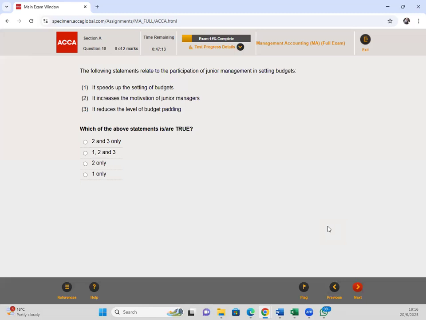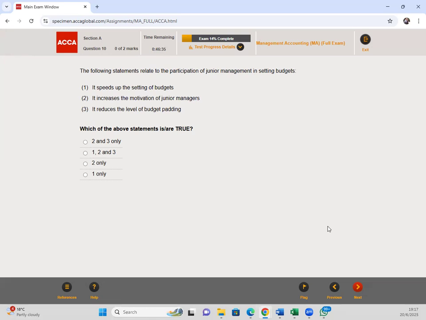Which of the above statements is or are true? The following statements relate to the participation of junior managers in setting the budget. So this is where we have decentralized the budget setting process. So the question then says, which one is true about decentralizing the budget setting process? It speeds up the setting of budgets. Decentralizing, does it speed up?